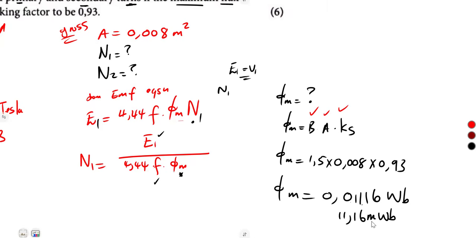Or simply multiply by 10 to the exponent of 3, the opposite of that. Or you can just take this value as it is. So now we've got this value, we can calculate the number of turns, which is N1, for the primary. So E1 is the same as V1.